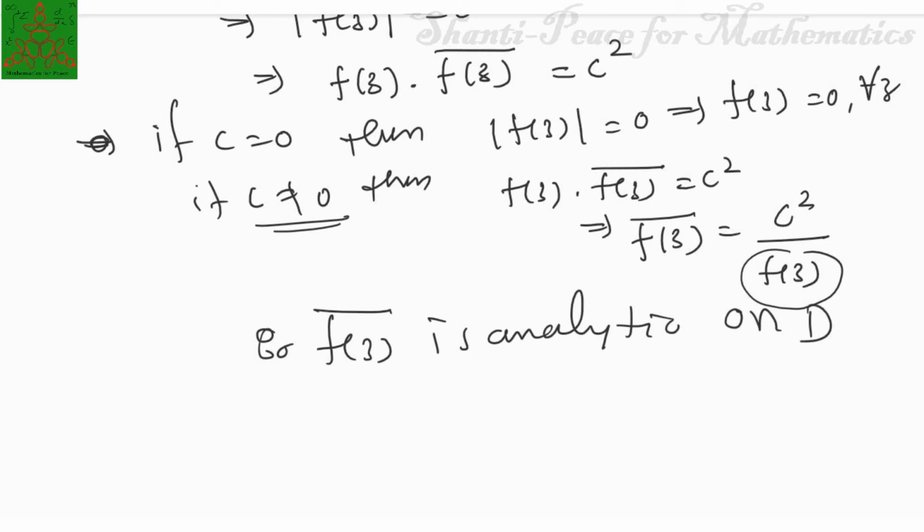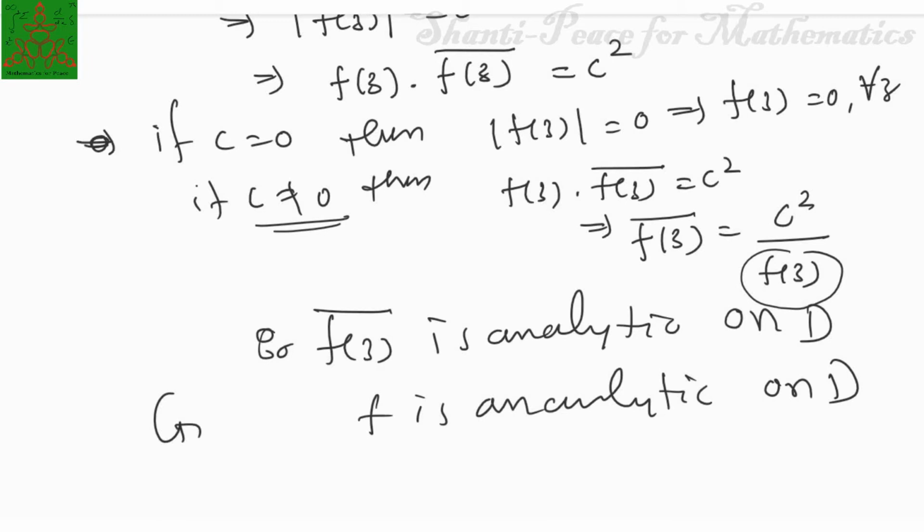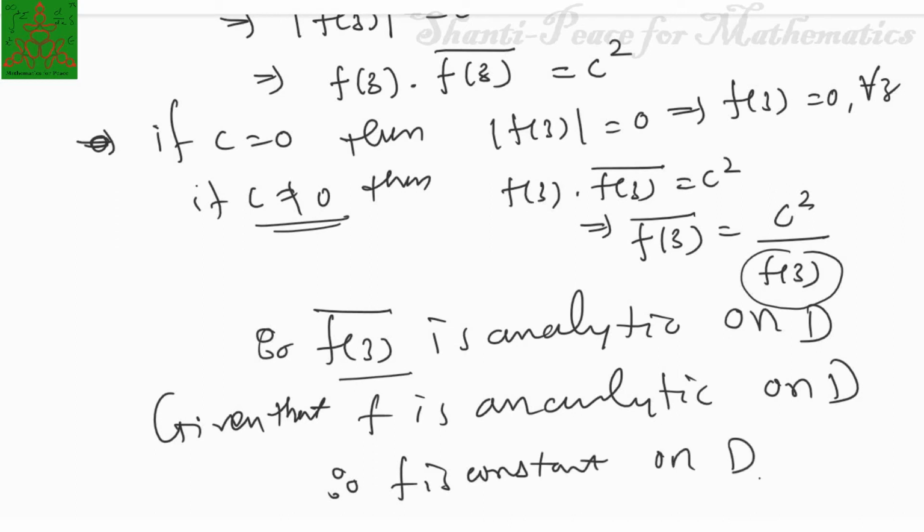And what is given is f is analytic on D. This is our assumption. So we have f is analytic and its conjugate is also analytic. So by the above example, what we can say is f is a constant function. So that completes the solution for this example also.